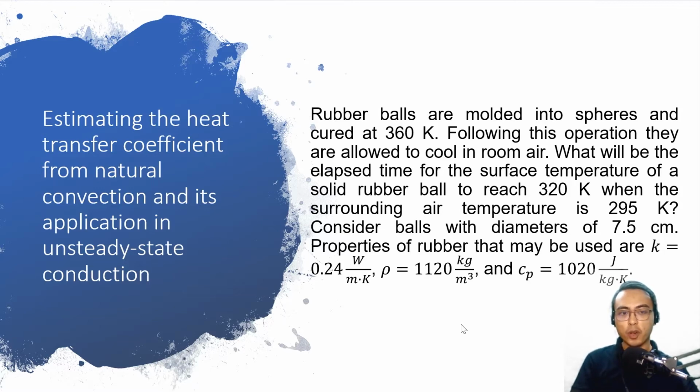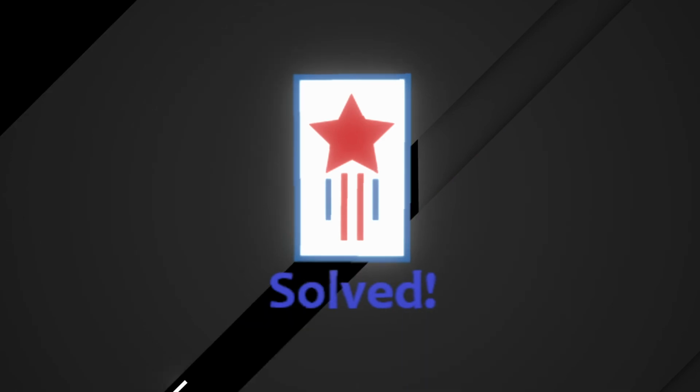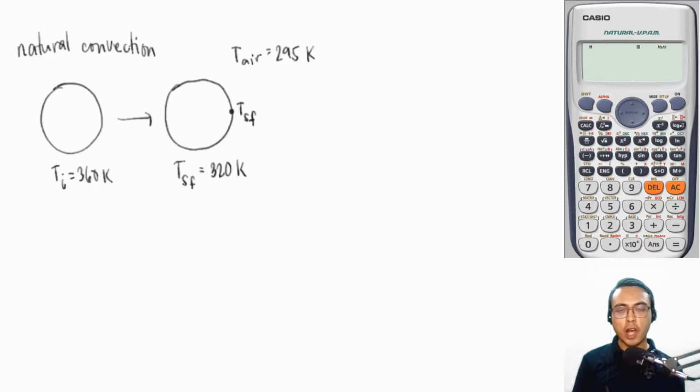As a preface before we solve this problem, this involves natural convection and the unsteady state conduction of heat through the rubber ball. Okay, we will start with the natural convection part. For the first half of our solution, we will be using our concepts of natural convection in order to get an estimate of the value of the heat transfer coefficient and then later use that in unsteady state conduction.